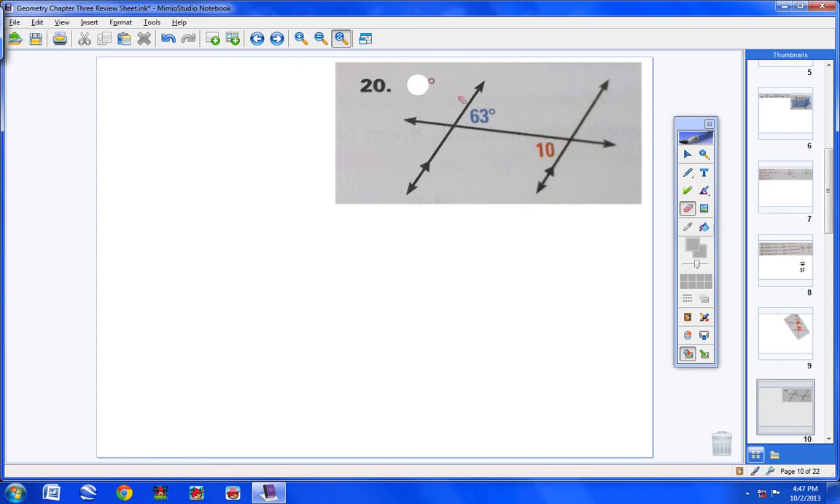So notice once again we have two parallel lines. This line here and this line here are parallel lines. So we have two parallel lines.